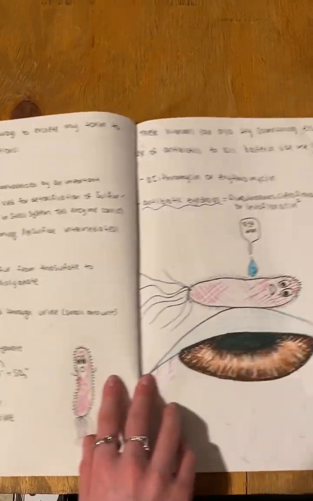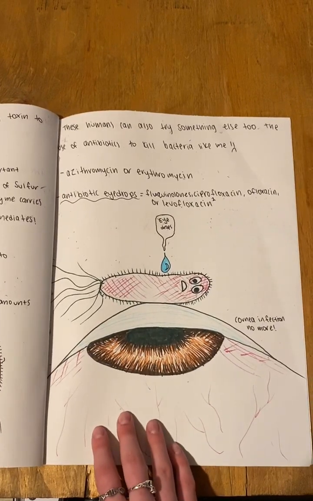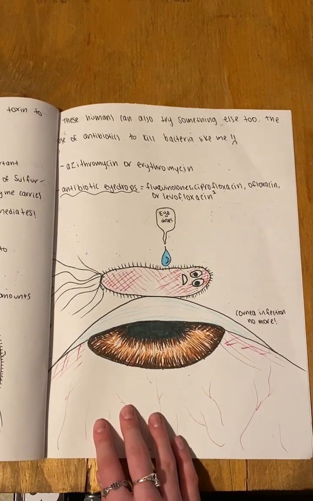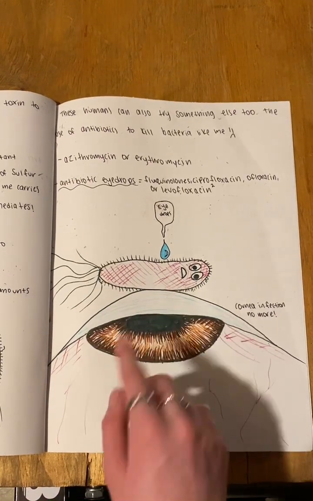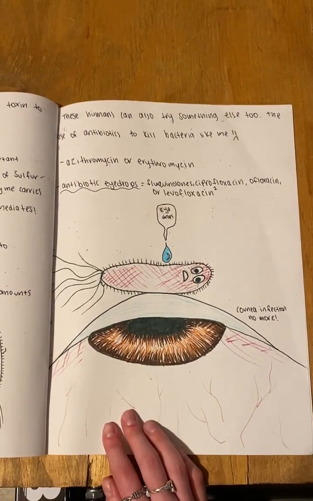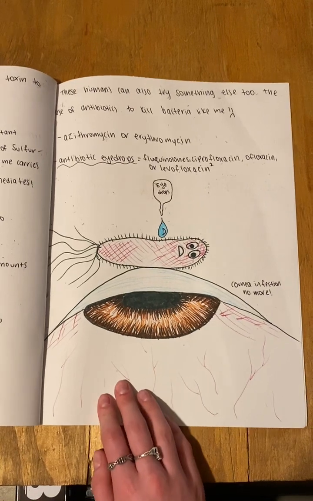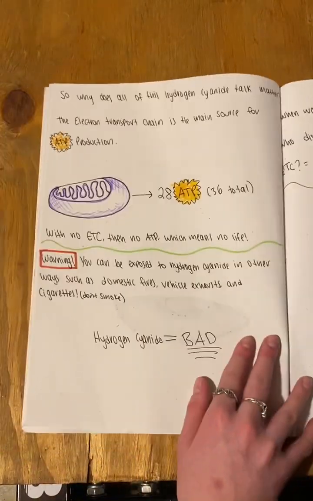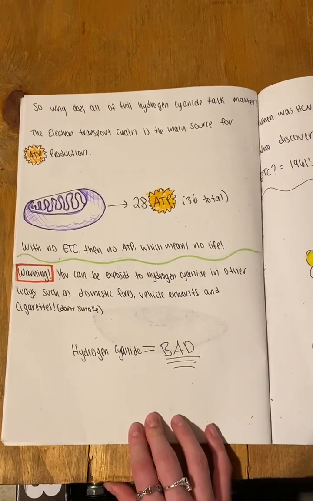Bye-bye cyanide. These humans can also try something else too, the use of antibiotics to kill bacteria like me. And that's the type of antibiotic, and you can use antibiotic eye drops, and the cornea infection is no longer there. So why does all this hydrogen cyanide talk matter?